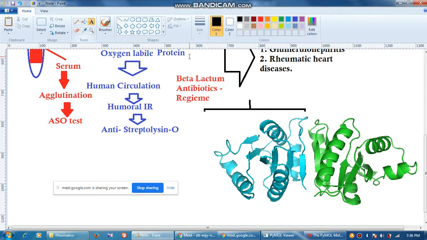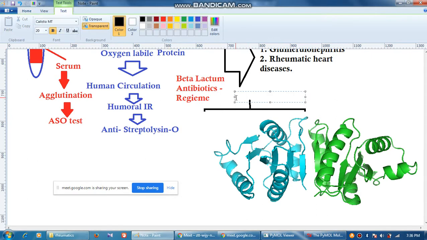Oh sorry, SO part, streptolysin O. Okay, now what is this? This has come from where? This has come from the secretion. Now what kind of thing is this? It is an antigen. So streptolysin O is an antigen.